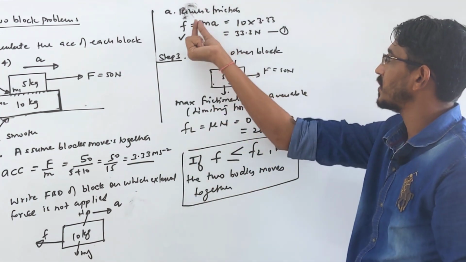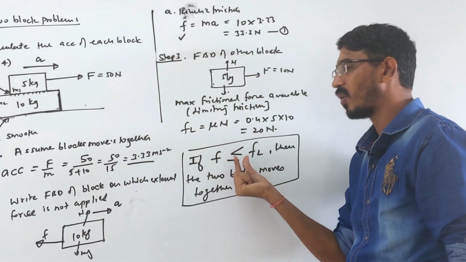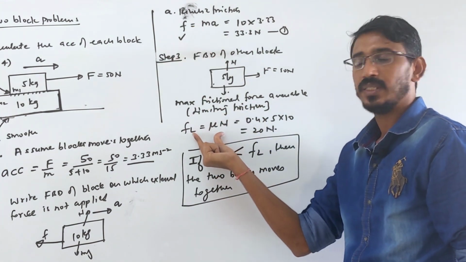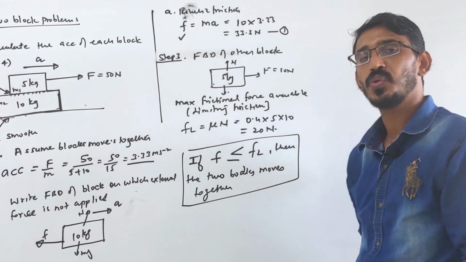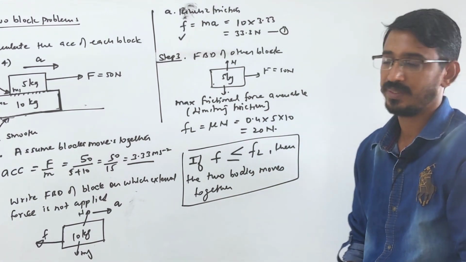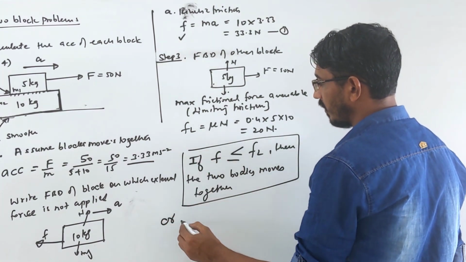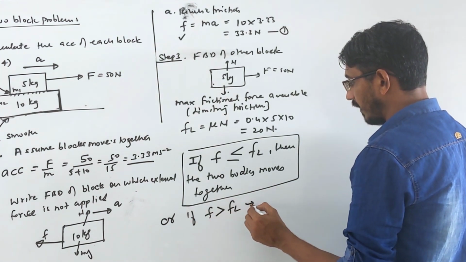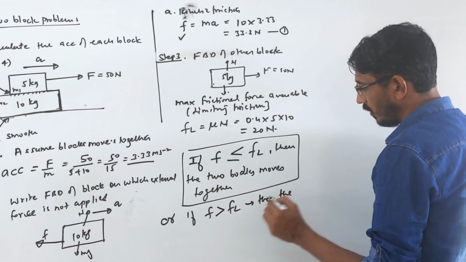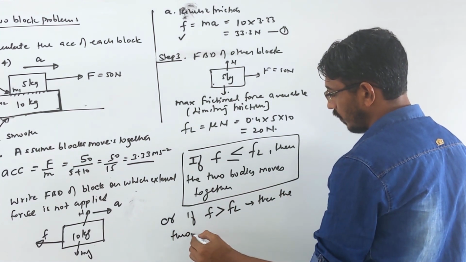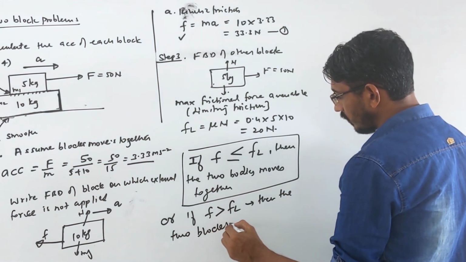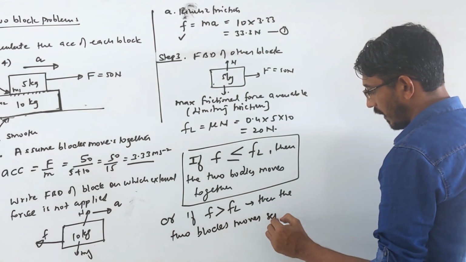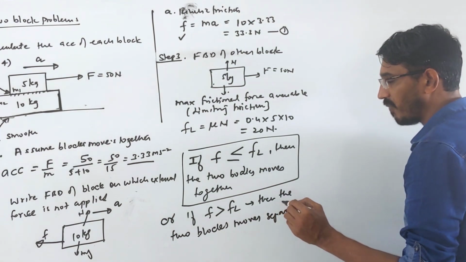If that kinetic frictional force is either equal or less than that value, then the two bodies will move together, otherwise they will move separately. Or if F is greater than the limiting friction, then the two blocks move separately, right? Now they will have different accelerations.